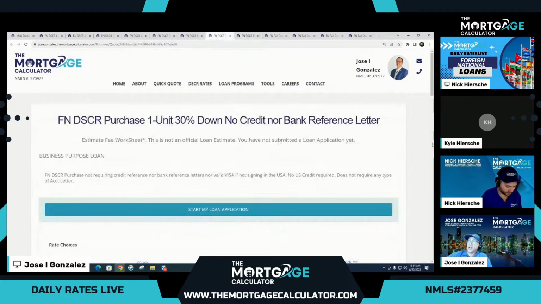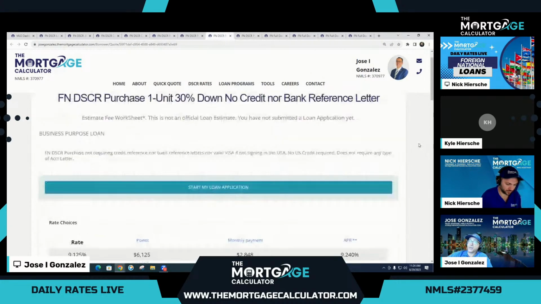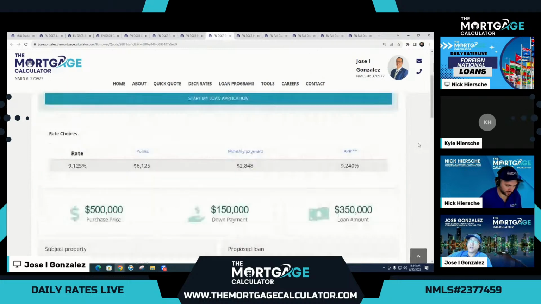And the same option was 30% down. The rate drops to 9.125. So you do have an appreciable difference with the DSCR option when you are taking it down to a 70%, because 70% is really the more common loan to value for foreign national loans. 75% is already taking it to the limit.